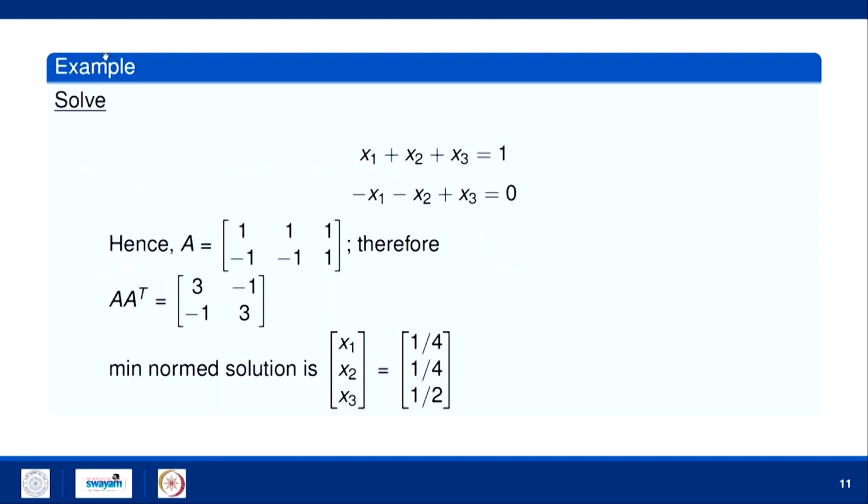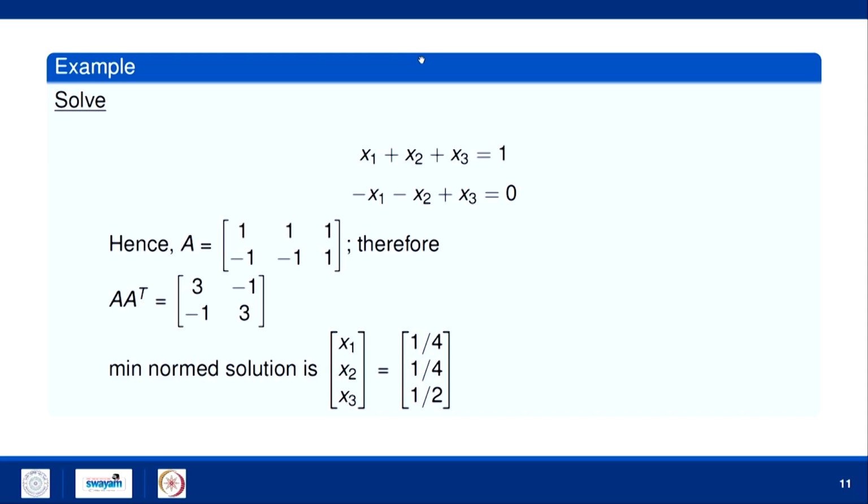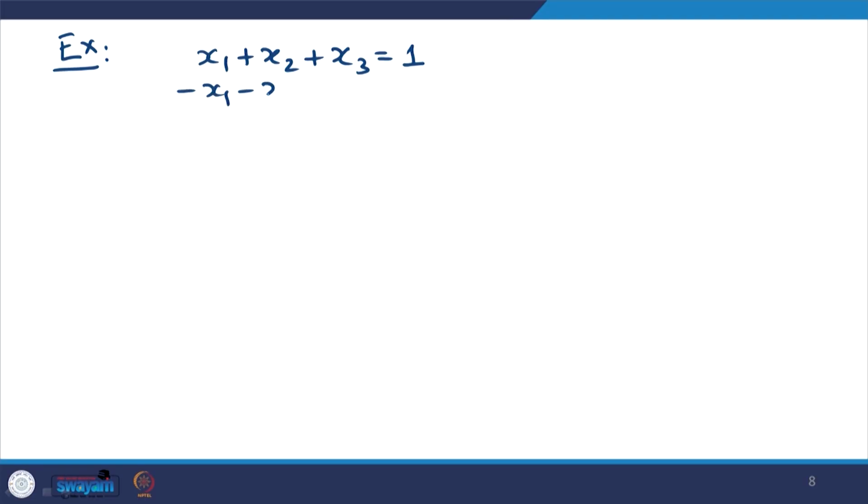So, let us take an example of this. The example is x1 + x2 + x3 = 1, and another equation is -x1 - x2 + x3 = 0. It is an underdetermined system because we have 3 unknown variables x1, x2 and x3 and only 2 equations. So, this system will have infinitely many solutions.